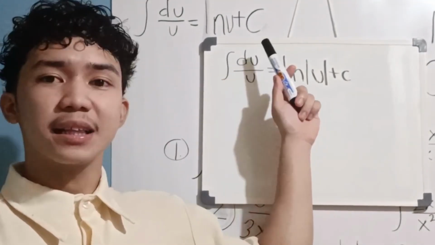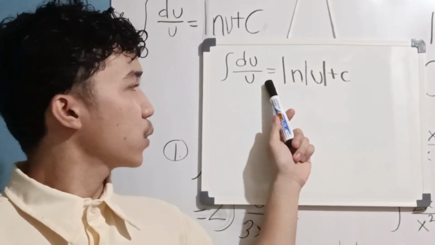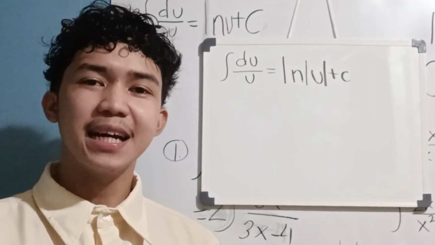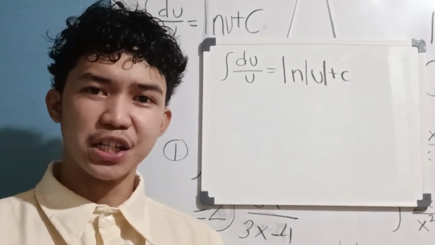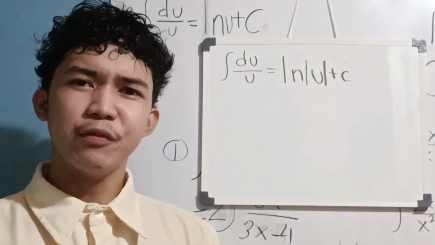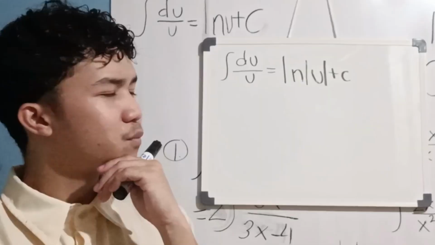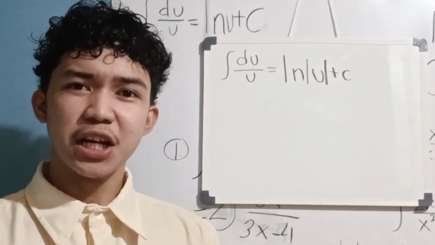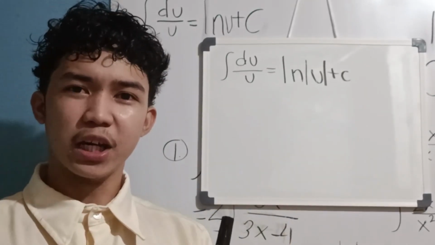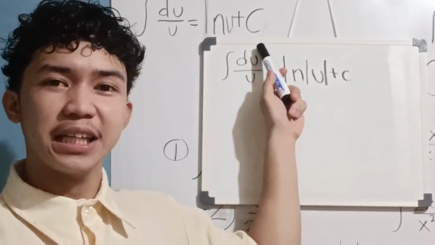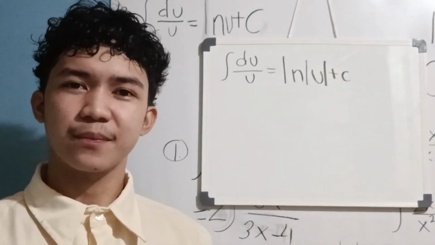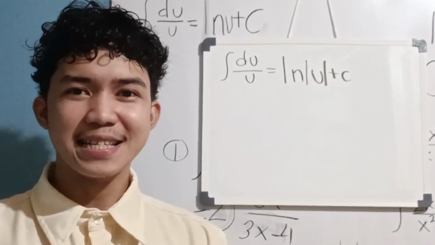The integral of du over u is equal to ln u plus c. This is the logarithmic integration formula that involves integrating functions resulting in logarithmic forms. So, how can we arrive at this formula? Simply, it is just the derivative of ln u plus c. That's why we have the integral of du over u is equal to ln u plus c. To better understand, let's try some examples.